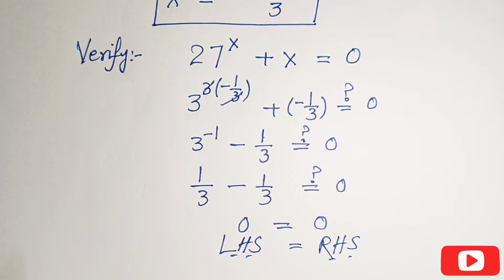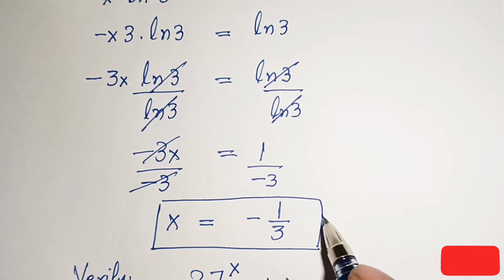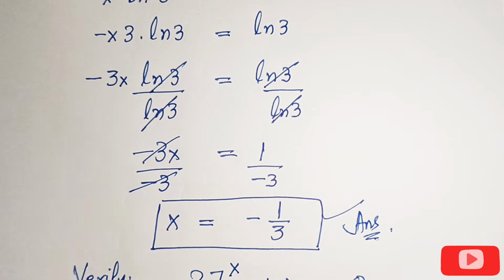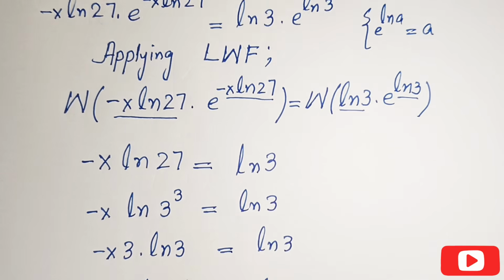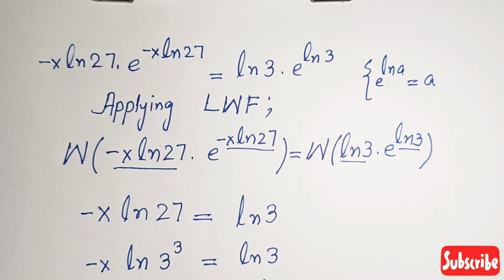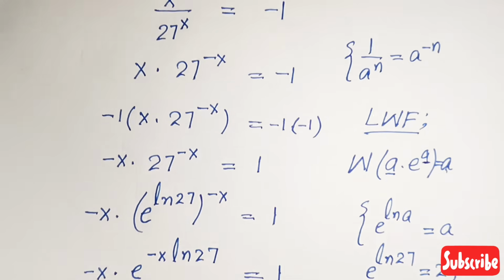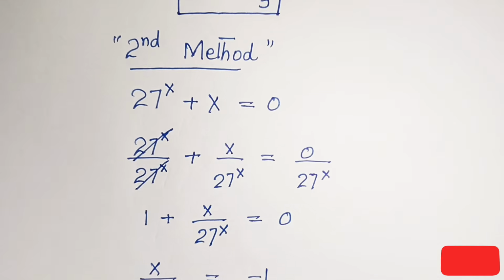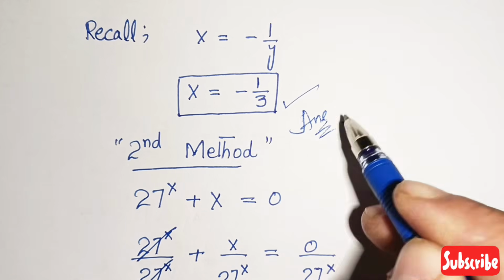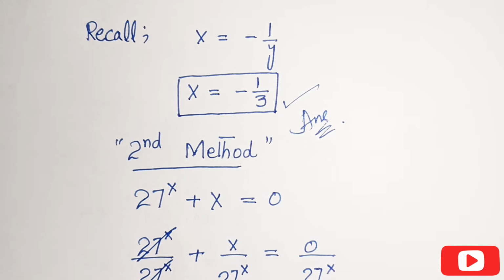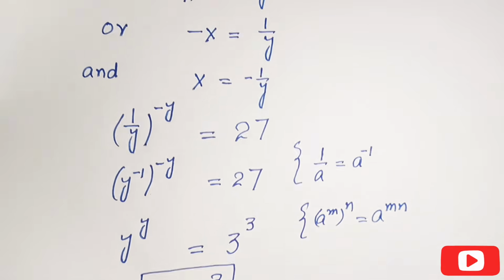Finally, we have proved that x is equal to minus 1 over 3. It is a valid value of x for this problem. Now we are going to just review our problem step by step. It was our method number 2, that is we have solved the value of x, which is minus 1 over 3. Now it is the answer of our first method, that is the same, x is equal to minus 1 over 3.